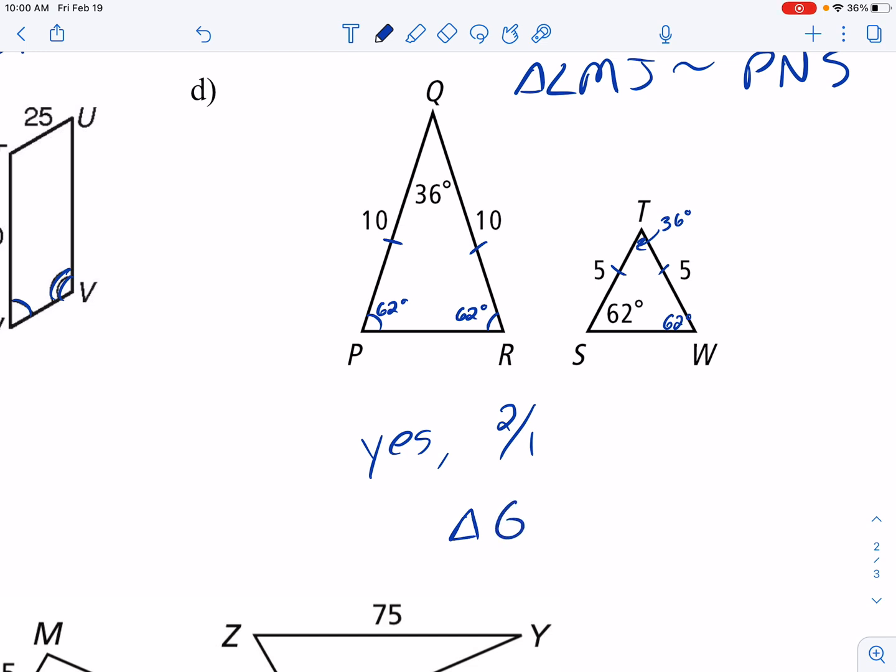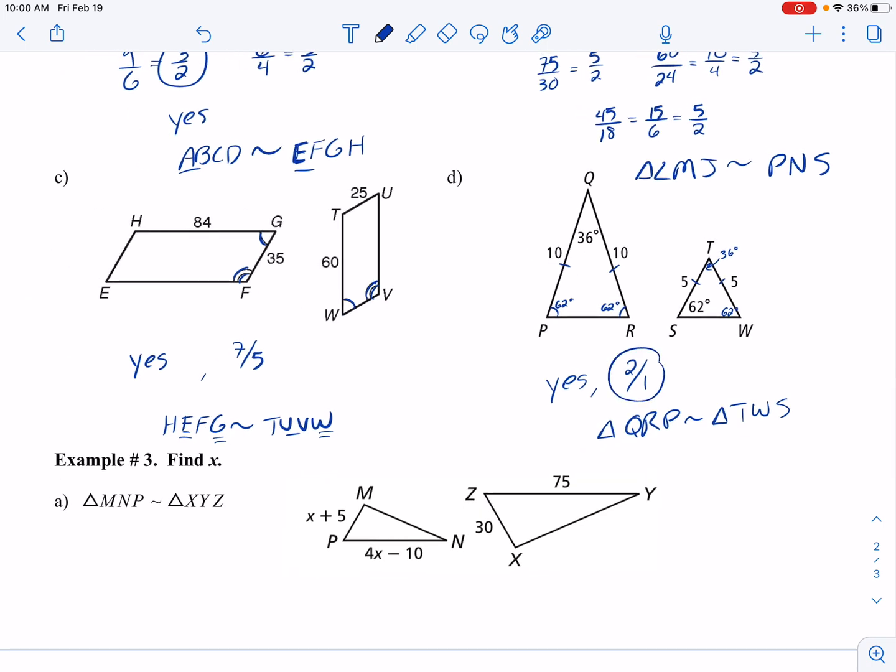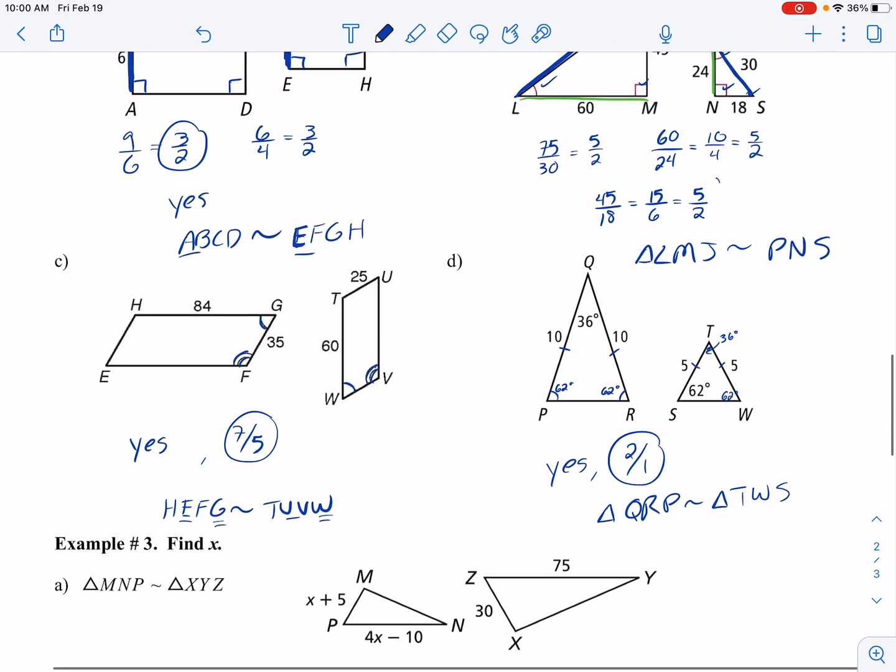Your similarity statement: triangle QRP is similar to triangle TWS. 2 to 1 was your ratio. 7 to 5 here, 5 to 2 here.